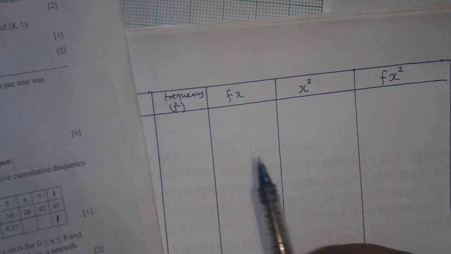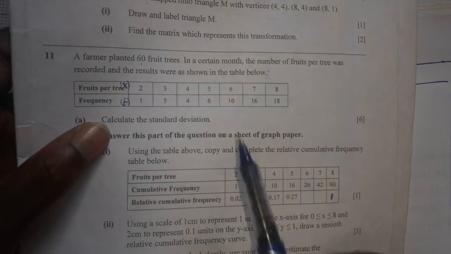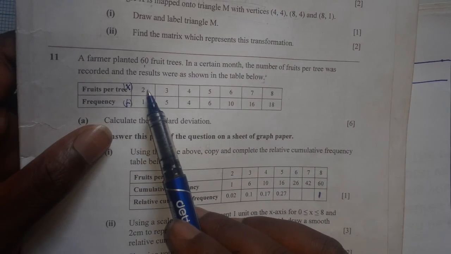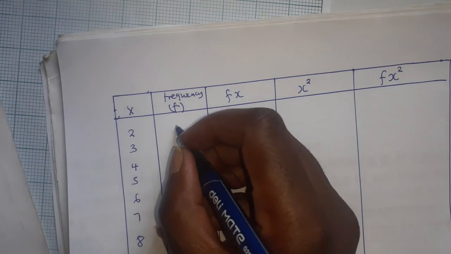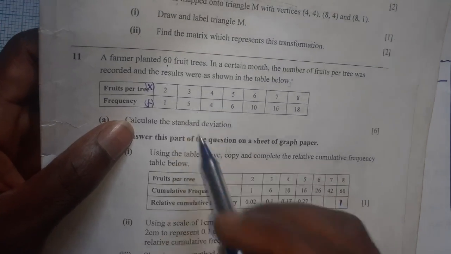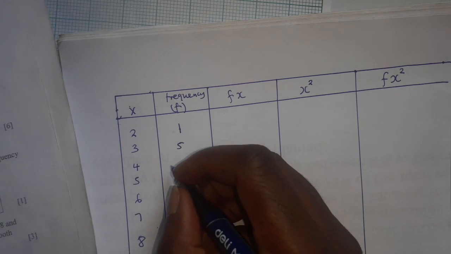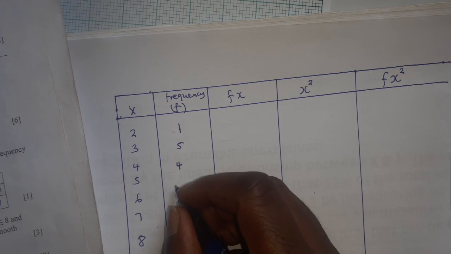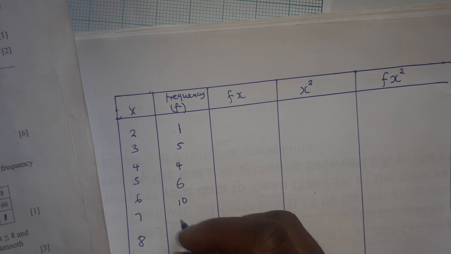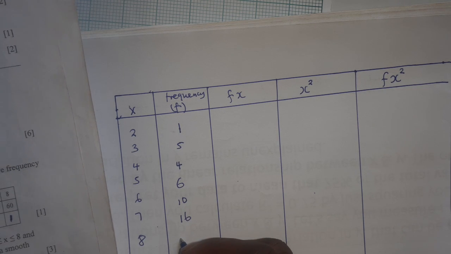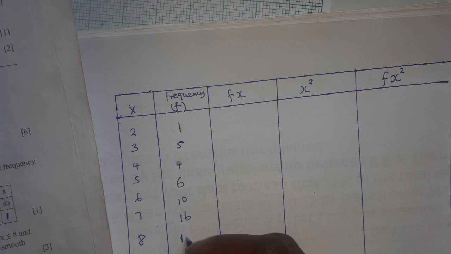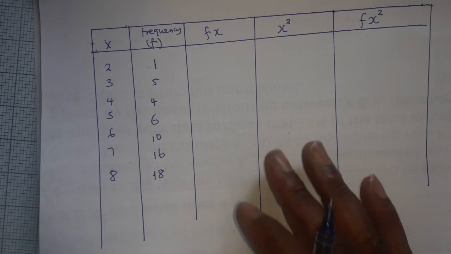Then our frequency, we have the frequencies here. The one that goes with 2, it's 1. So here we have 1. Then the second one, 3, it's 5. Then 4, it is 4, 5, it is 6, 6, it is 10, 7, it is 16, then 8, it is 18. I hope you are following.